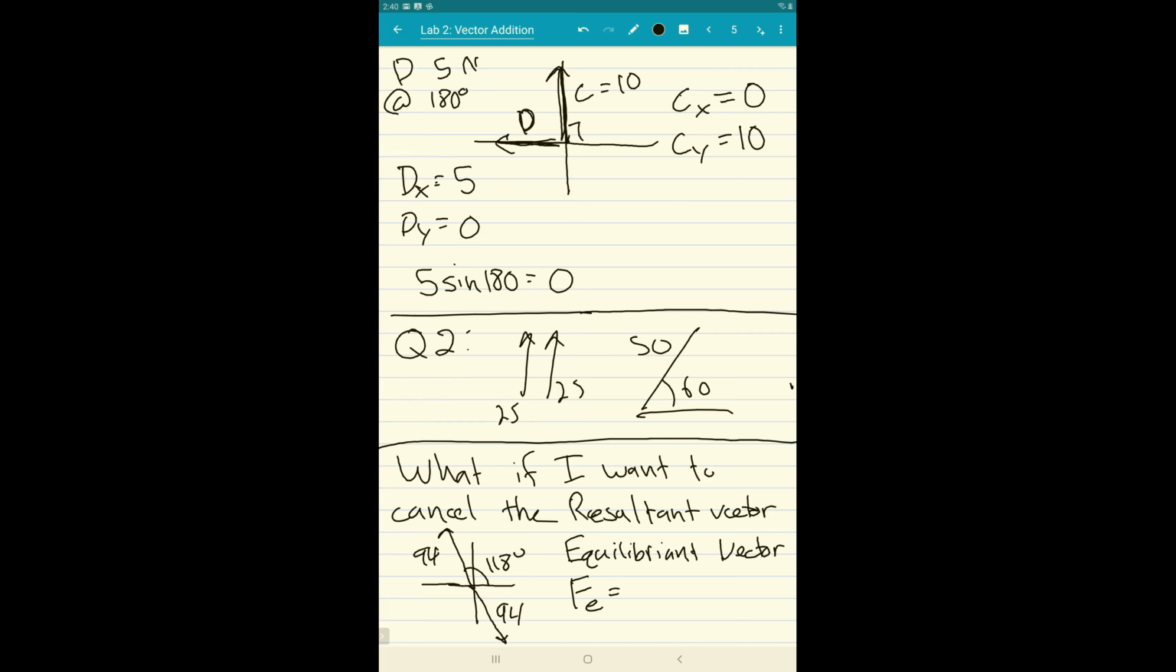Okay, so the magnitude is going to be 94 newtons for the equilibrium vector. The angle of the equilibrium vector, though, is going to be exactly 180 degrees opposite to the resultant vector. So it's going to be 118 plus 180, which is 298. Okay? So once you have the resultant vector, it's just really quick to find the equilibrium vector. It's going to be the same magnitude every time, and it's going to be exactly 180 degrees opposite. So you just add 180 to whatever angle measure you found.